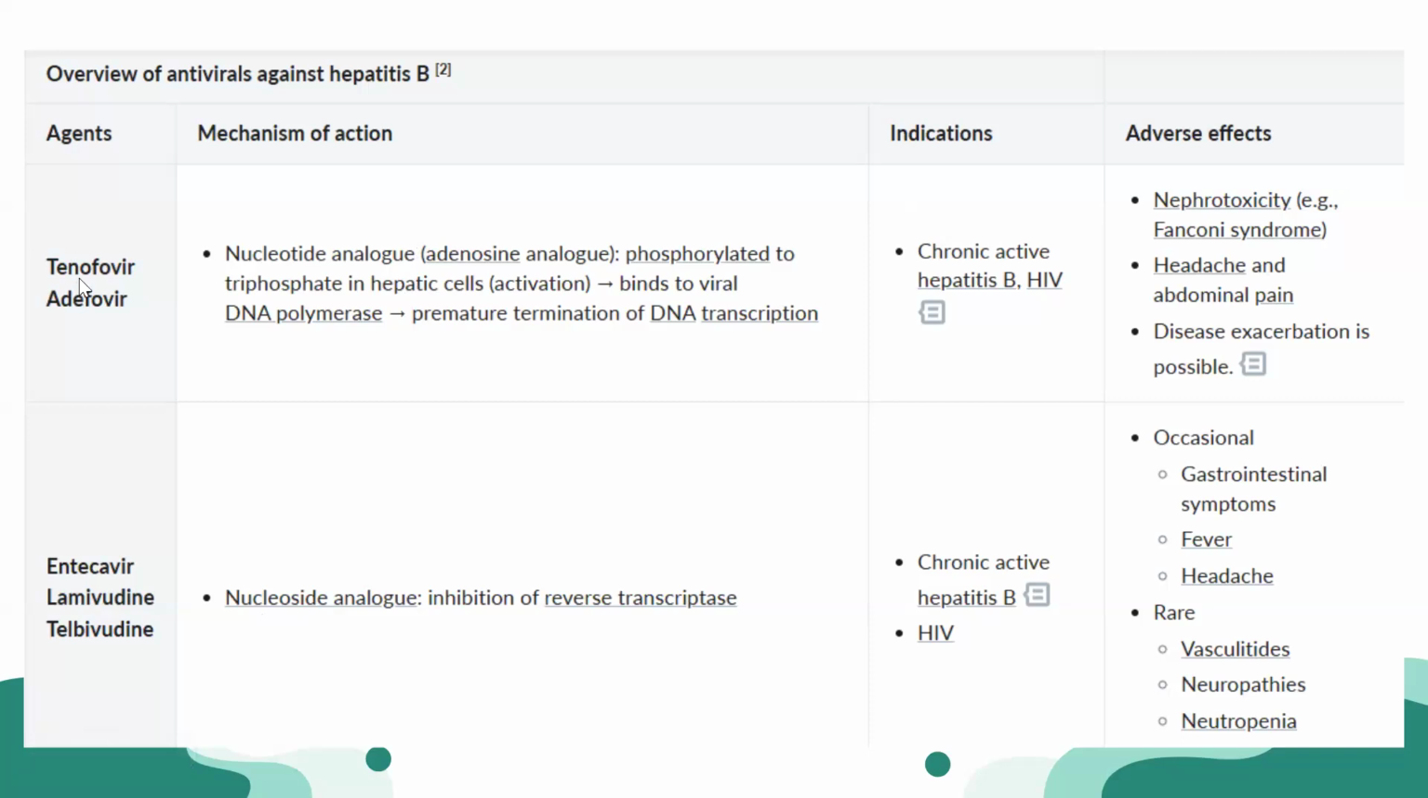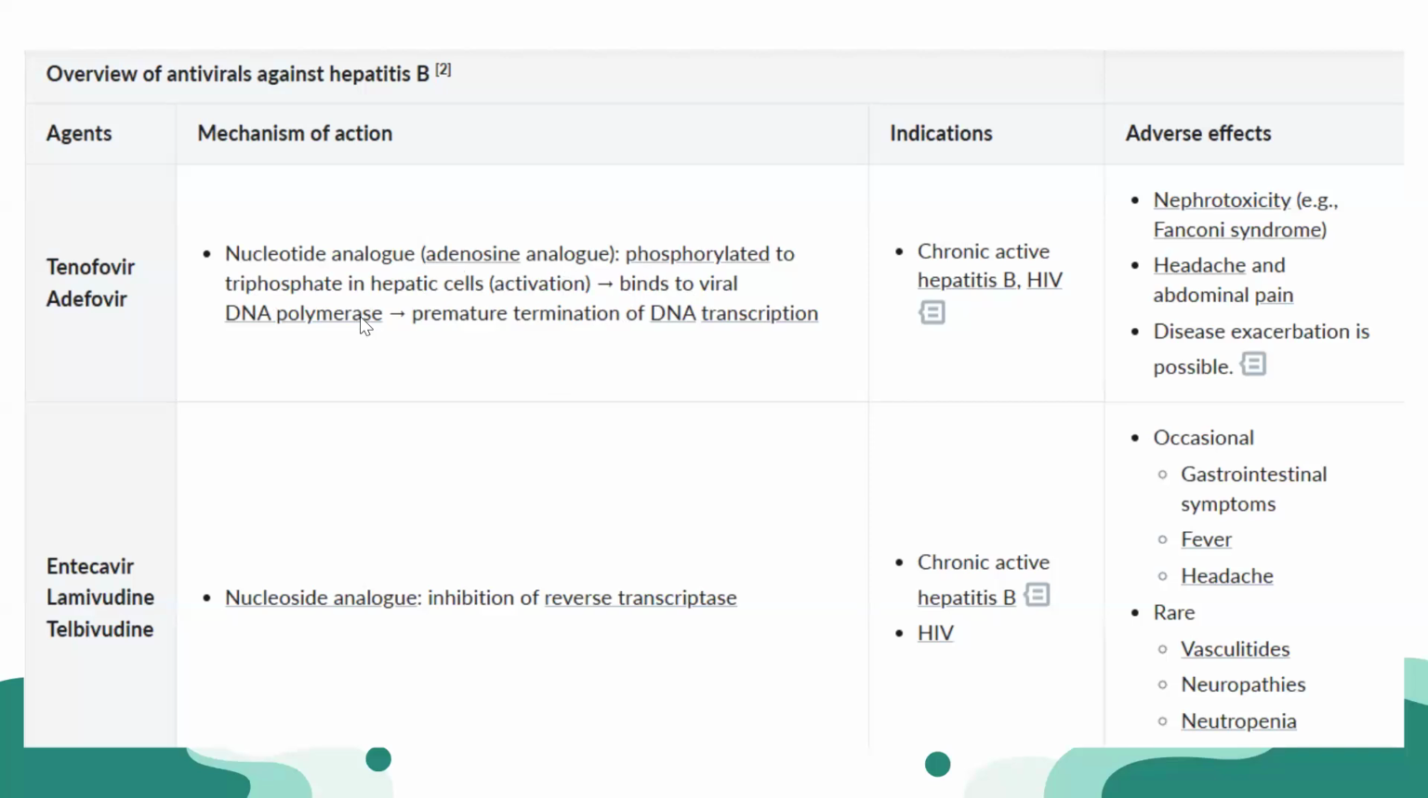So how do these work? When you ingest tenofovir, by the way, this is an adenosine analog. It might be important for you to note that it's adenosine specifically. What happens is tenofovir is not already phosphorylated. You're going to take it in, and it's going to get phosphorylated in your GI tract. Once it gets absorbed, it goes to the hepatocytes. It's going to get phosphorylated now to a triphosphate, okay? And there it binds to the DNA polymerase.